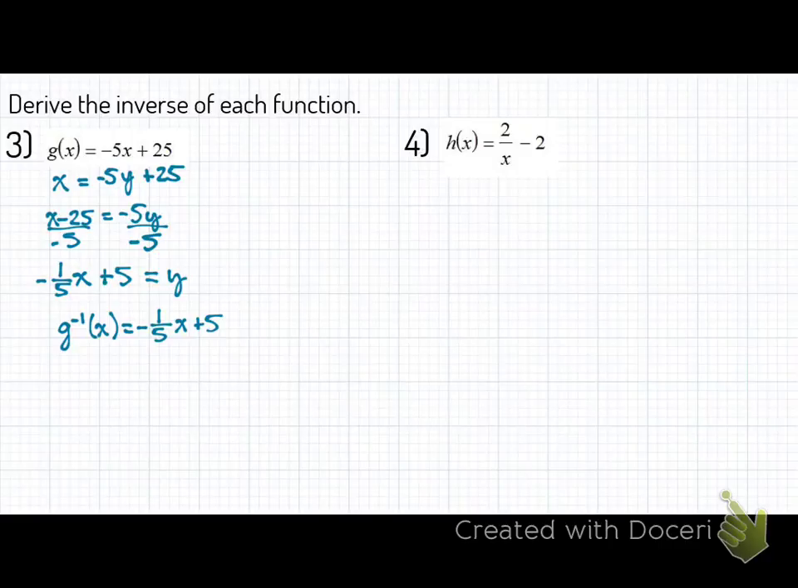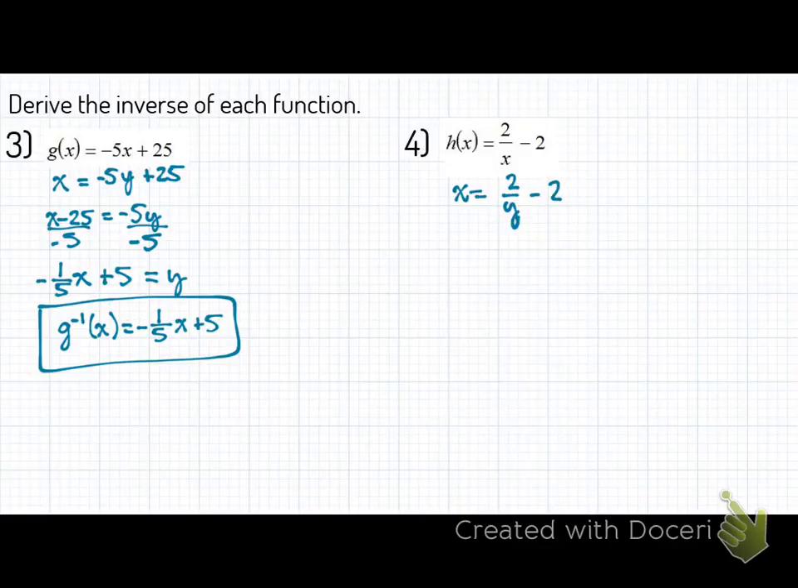Students, okay, continuing on. Number 4. I'd like you to try number 4. We got h of x is equal to 2 over x minus 2. We are doing this by ourselves right now in our notebooks. This is the last problem before we move to the next section of our lesson. Okay? Go. Okay, so this one, would you all agree to first switch your x and your y?